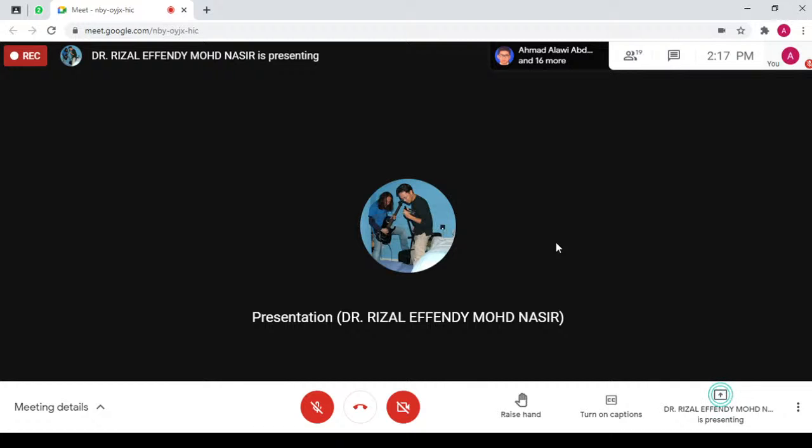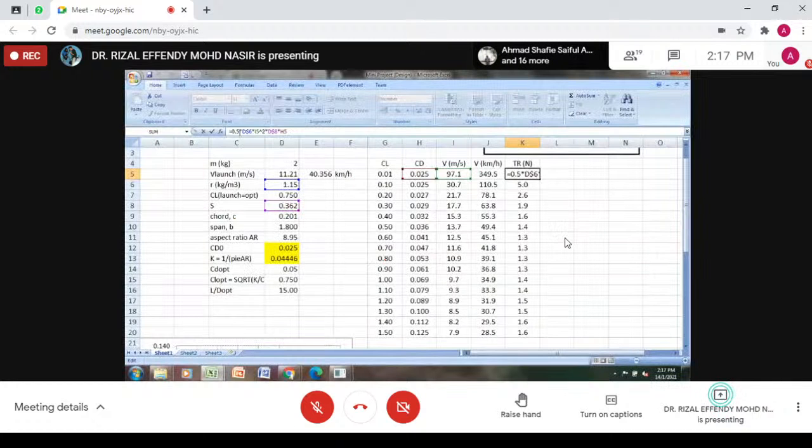Sekejap. Ni macam ada tak kena. Setengah rho V kuasa 2 S CD. Yep. Okay. V kuasa 2 ikut CD ikut.